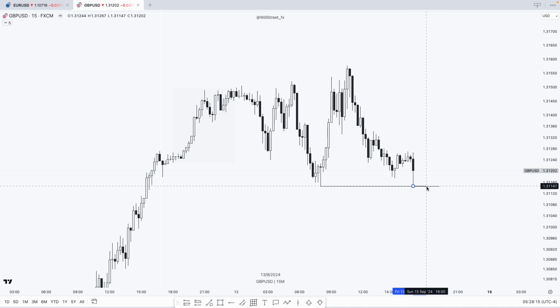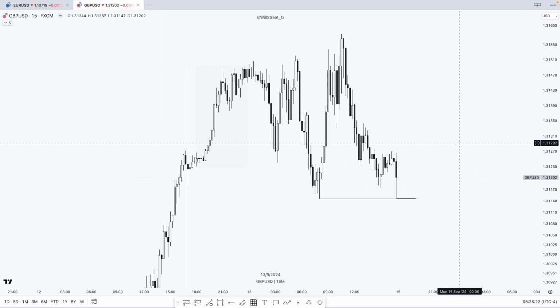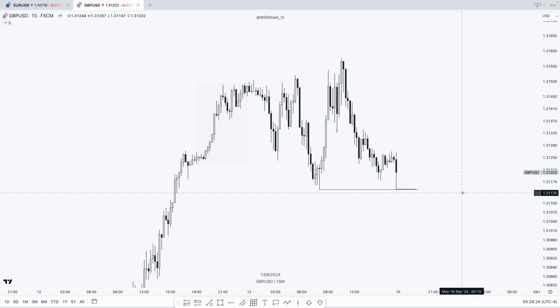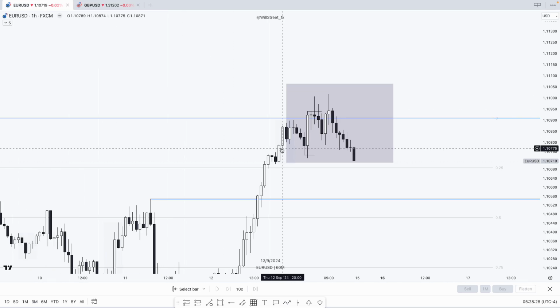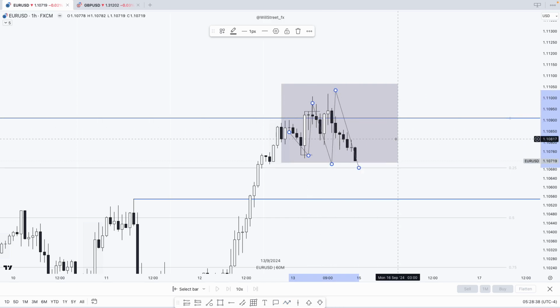I'm not holding trades overnight, and of course I'm not holding trades over the weekend because of the new week opening up. I'm not exposed to it. So here, with the diversions we had, this will be like high, low, high, and finally low.